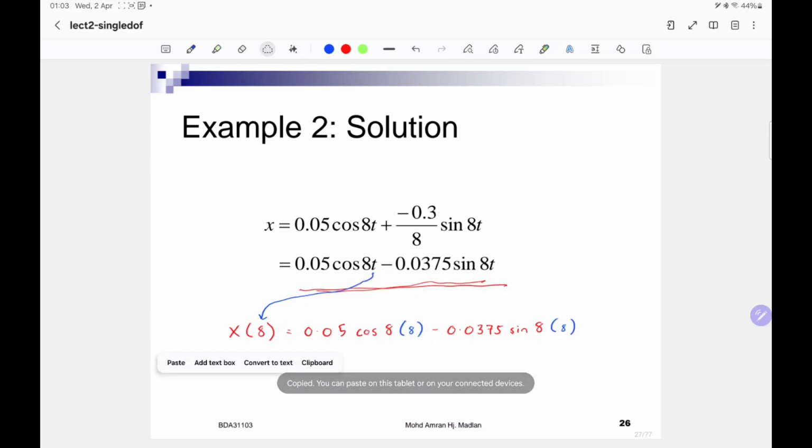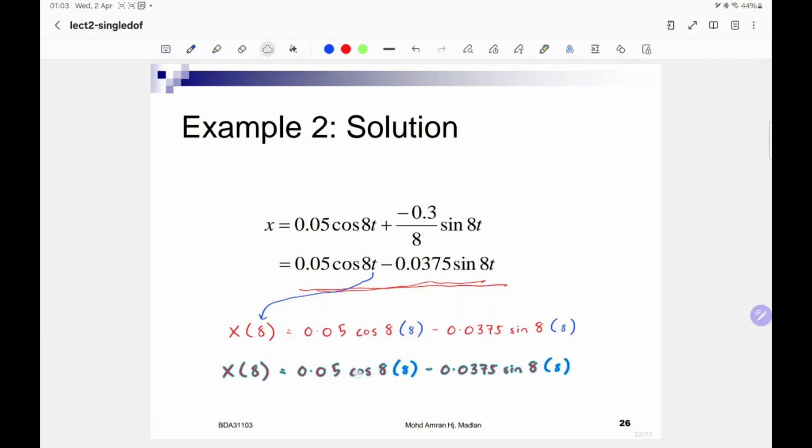Alright, so let's say I extend the question, I change the question. Find what is the displacement when time is equal to 3. So in this equation, we replace time with 3, put it in your calculator and you can get the answer.